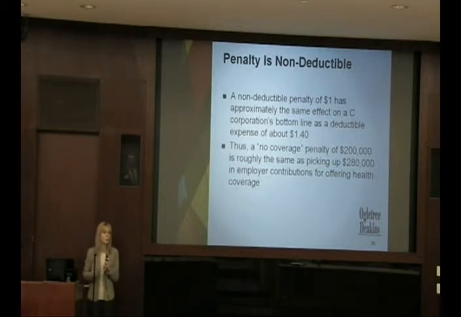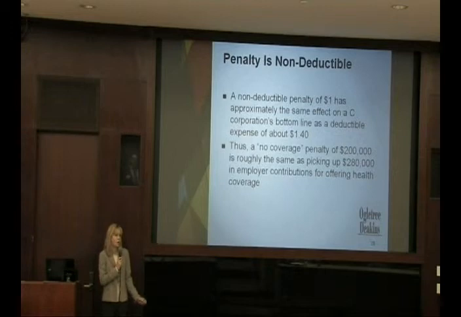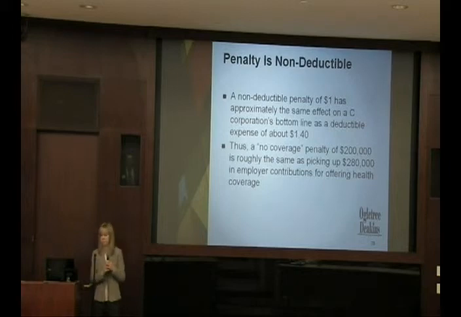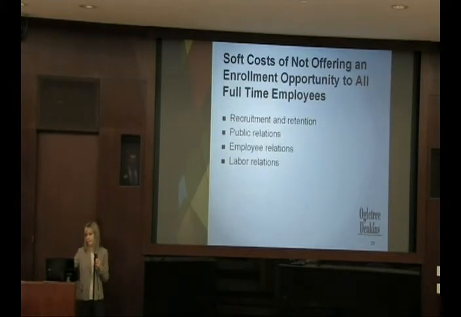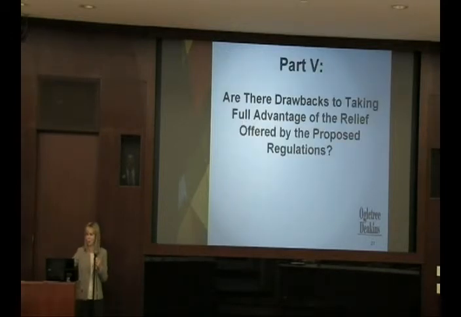In considering whether or not you can afford the penalty when you're doing the calculation, remember that the penalty is not deductible, whereas insurance premiums that an employer pays are deductible. So when you're doing the calculation, as a rule of thumb, every dollar that you pay in insurance would be $1.40 for a premium. Of course, there's the soft cost, as you all know, of why you would want to provide it.